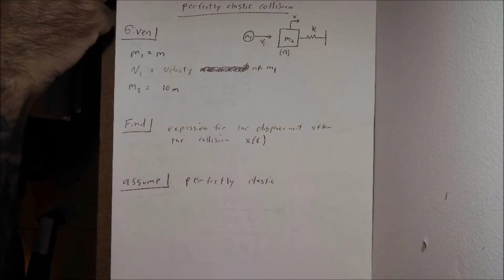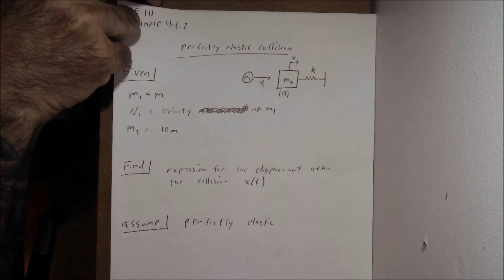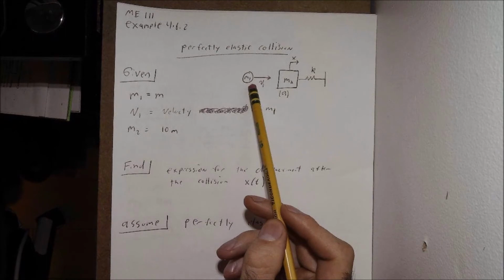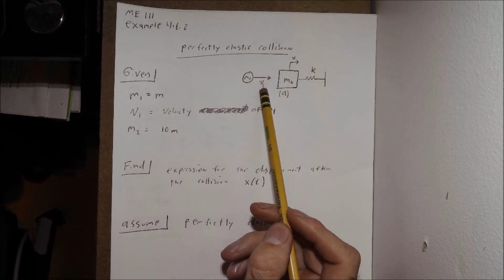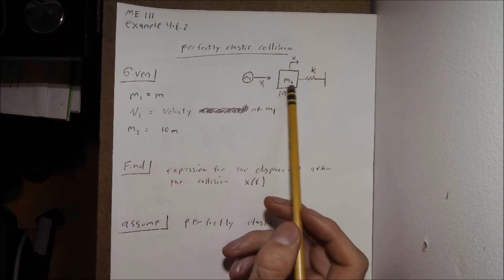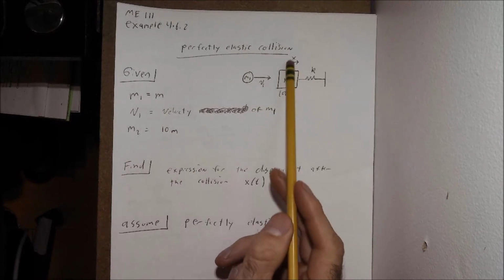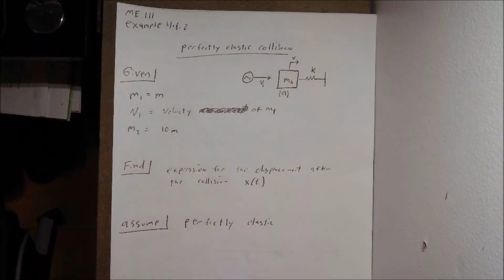So now, going back to our solution for 4.6.2, the first thing we want to do is create our setup page. We have this perfectly elastic collision. We have our m1, known mass m, going at a velocity v1, colliding with m2, which is a mass of 10 times that of m1. We have our spring constant k, and our distance moving in this direction, x.